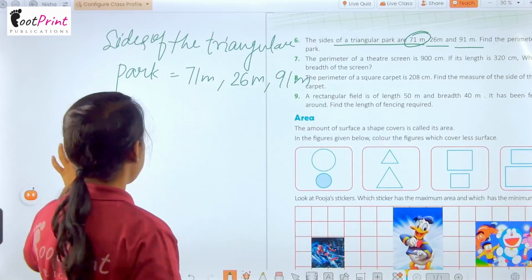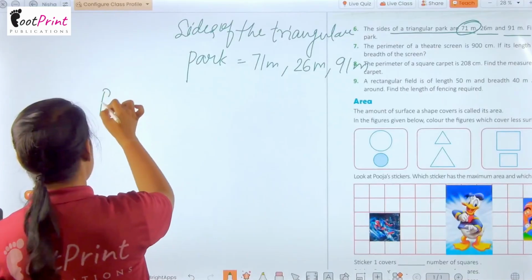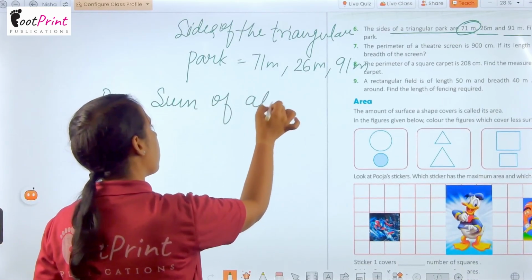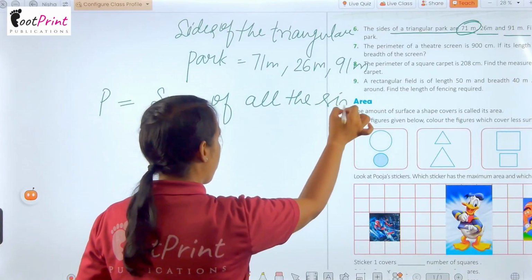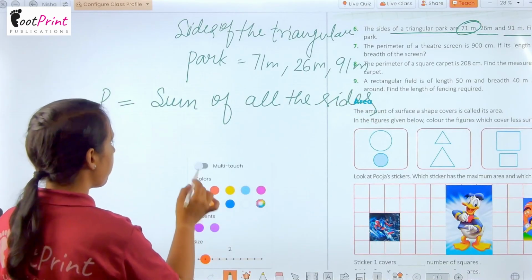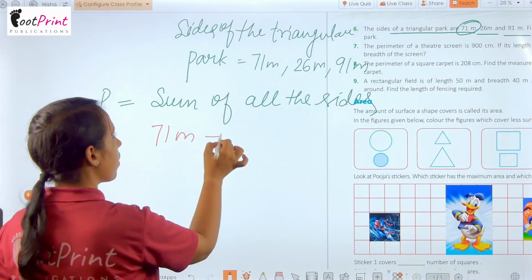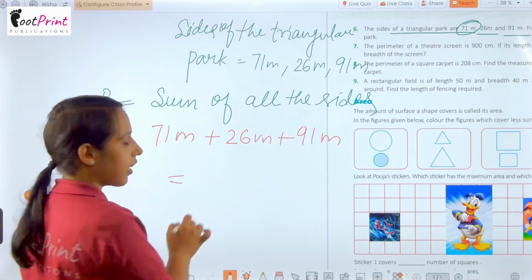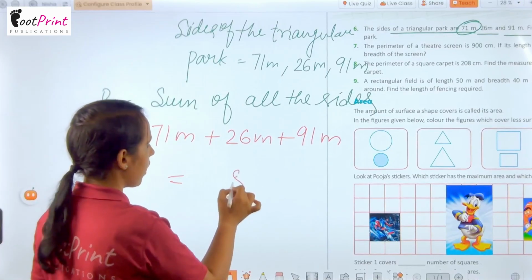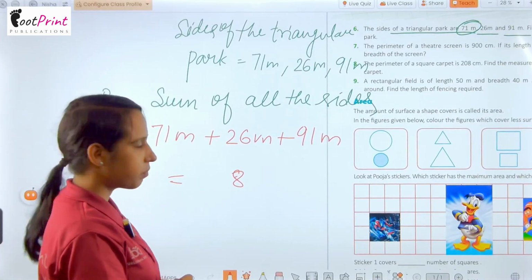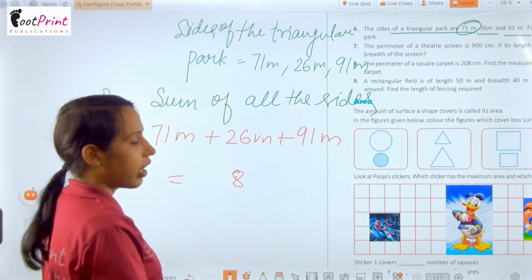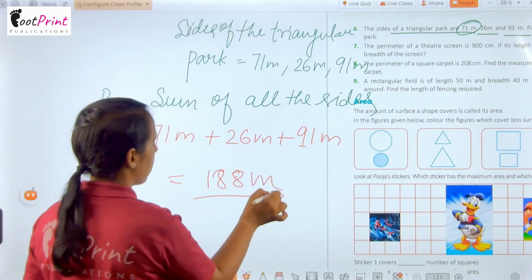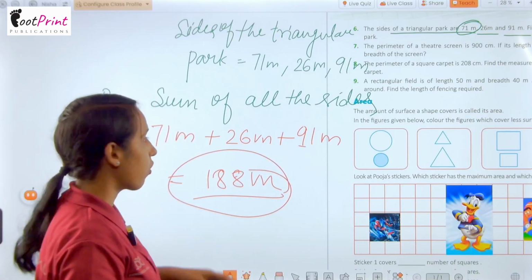As we know, perimeter of the triangular park will become the sum of all the sides. For that, we add all the sides here: 71 meter plus 26 meter plus 91 meter. And after adding that, we get 188 meter. This is the perimeter of the triangular park.